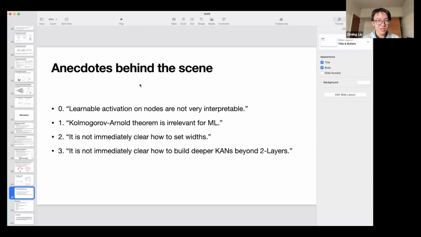Earlier this year, my advisor mentioned that the Kolmogorov-Arnold theorem is irrelevant again to me, and I wanted to try my best to show that it can be useful. It's just that people did not try hard enough. Anyway, that's how we started this project, and that was in January or February.